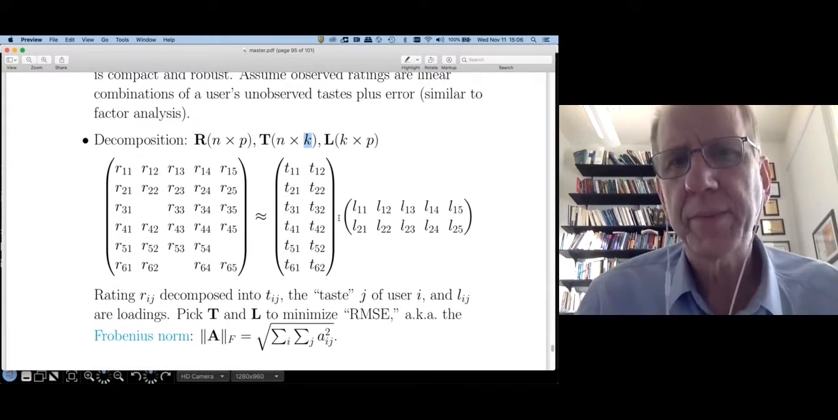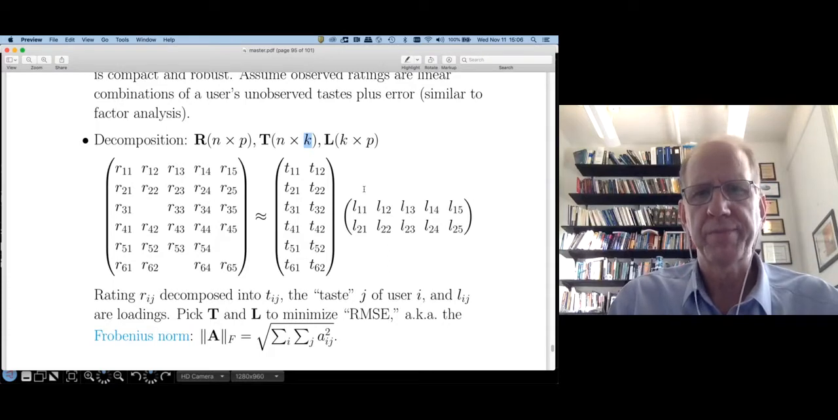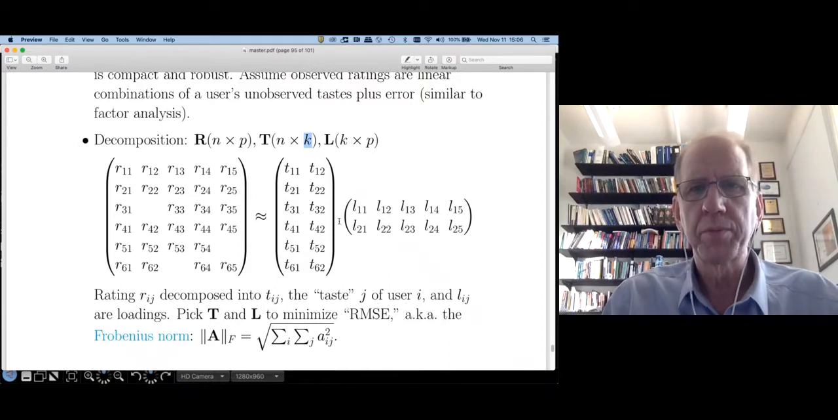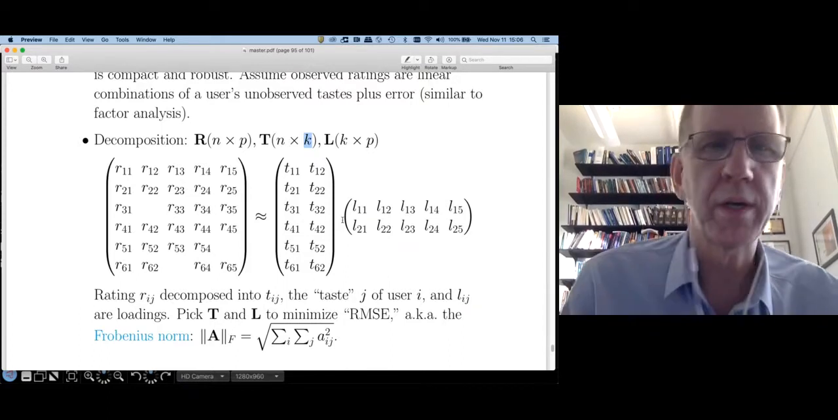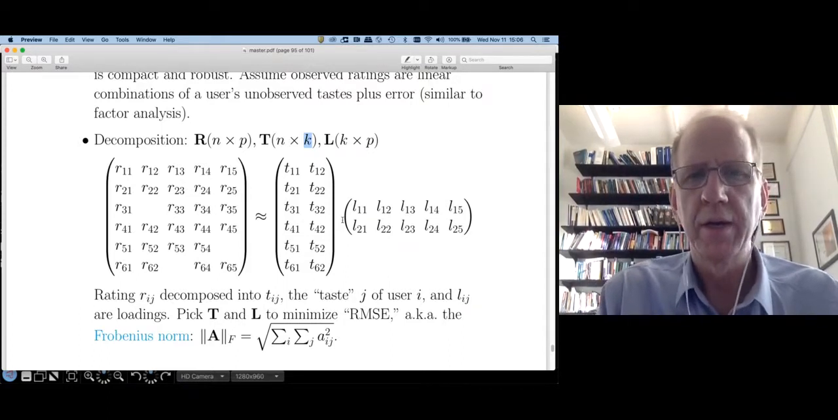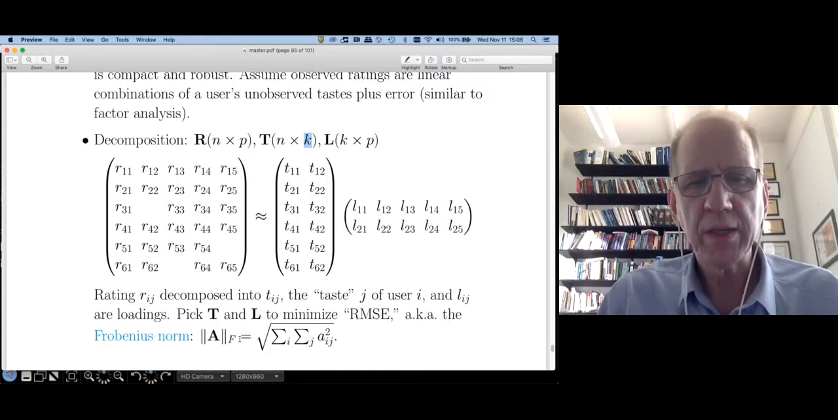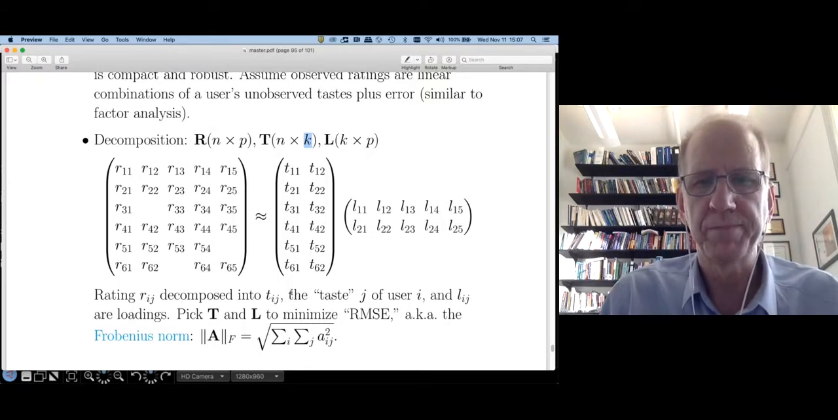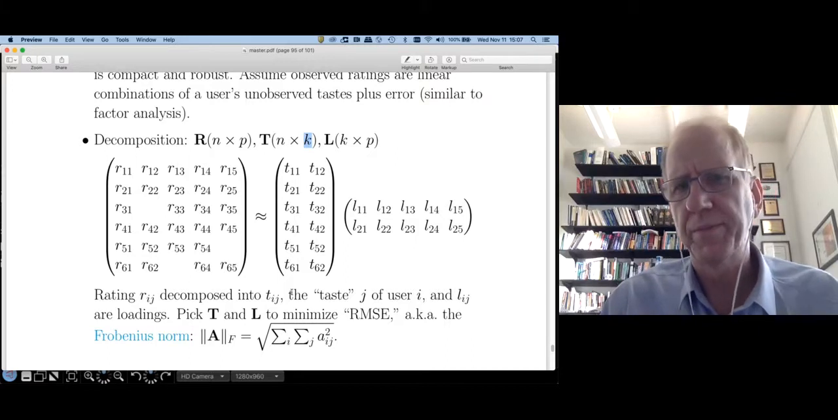Well, how do I estimate my taste and loading vectors? That's a very important question. One approach would be minimize the sum of squared errors, just like we did with regression. You can think of that's what we were doing with principal components analysis as well. Just minimize the sum of squared errors. We can express that with what's called the Frobenius norm. So the Frobenius norm just says, well, add up the sum of squared errors in this matrix, and we're going to make that as small as possible. So there's our objective function.